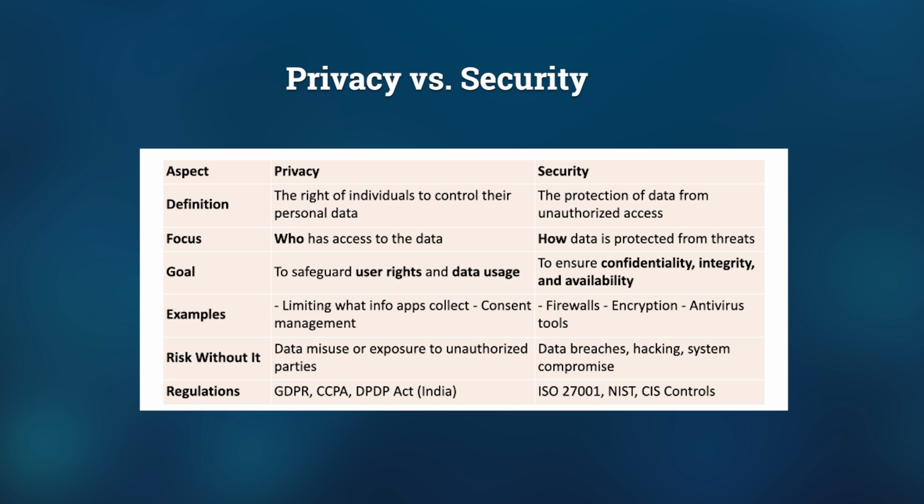Examples of privacy are limiting what information apps collect, that is, consent management. But in security, examples are firewalls, encryption, antivirus tools, etc. Risk without privacy is data misuse or exposure to unauthorized parties. Risk without security is data breaches, hacking, system compromise, etc. Regulations governing privacy are GDPR, CCPA, and the DPDP Act, and regulations governing security are ISO 27001, NIST, CIS controls, etc.